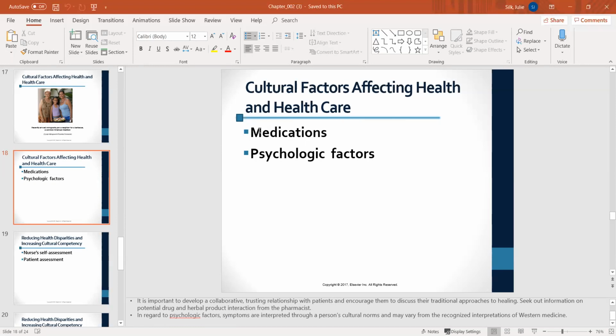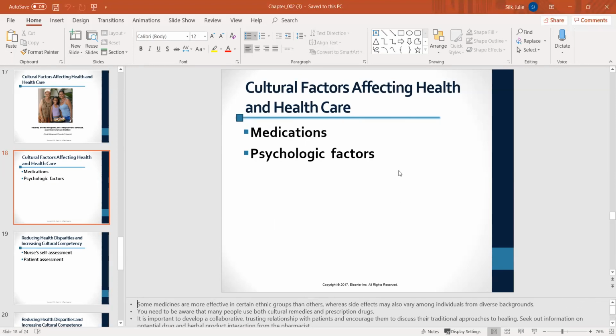Can you guys think, I don't know if you talked about this in pharm or not, but can you think of any specific medicines that work differently in certain cultural groups? Personally, I think amoxicillin. Okay. Chloroquine is mainly for malaria. Right. From the part that I'm from.